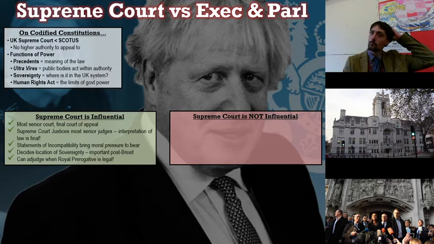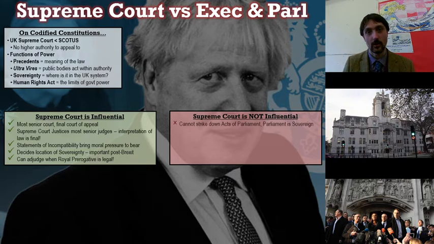So, I've got a green box. It therefore follows I've got a red box saying they're not influential, and I've got crosses. So proud of myself. They can't strike down acts of Parliament. Parliament is sovereign. Parliament can simply legislate around anything they say.